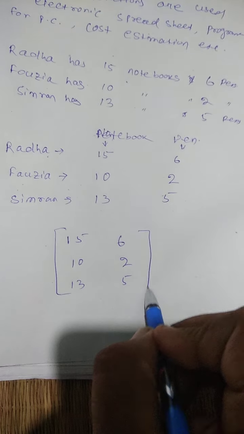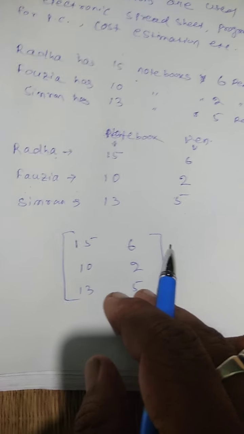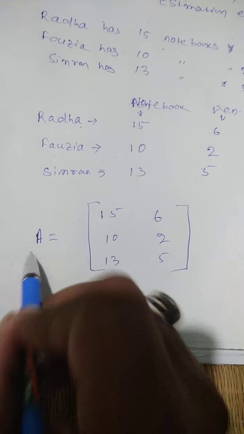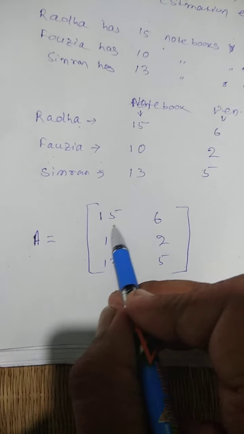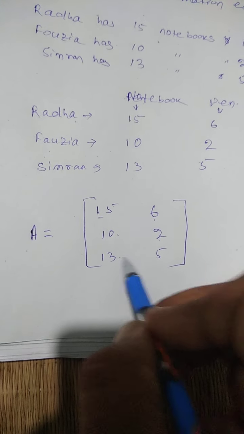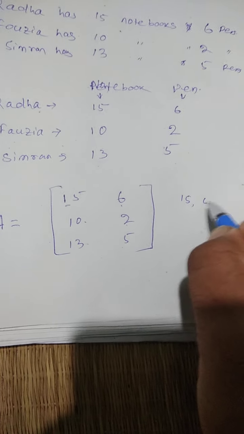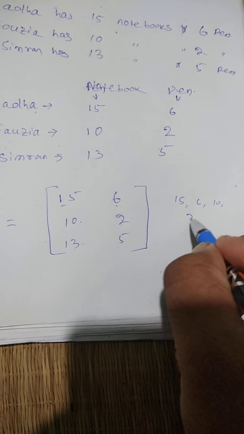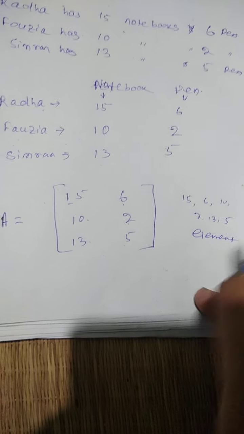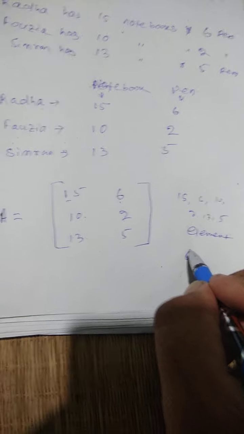Clear? If we write the digits 10, 2, 13, 5 within a square bracket like this, this is known as a matrix. So we can give a name to this matrix. Let A be the name of this matrix. Now 15, 6, 10, 2, 13 and 5 are known as elements and are represented by small a.